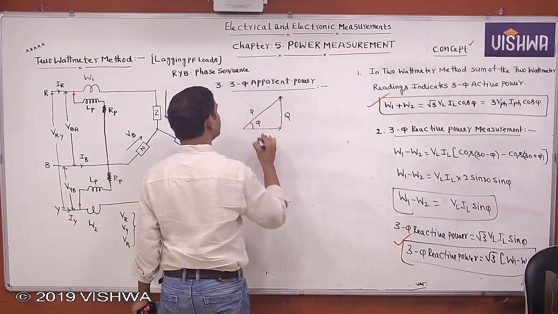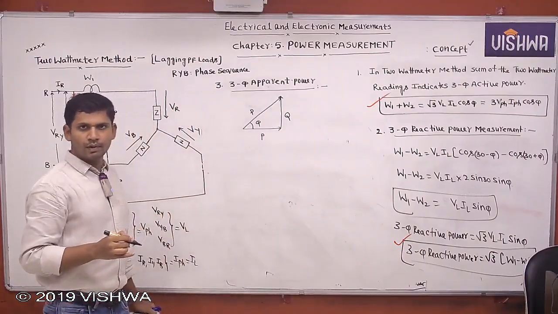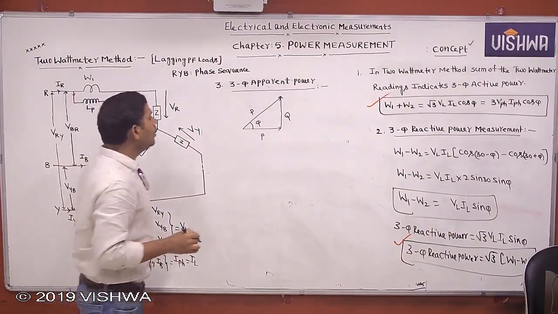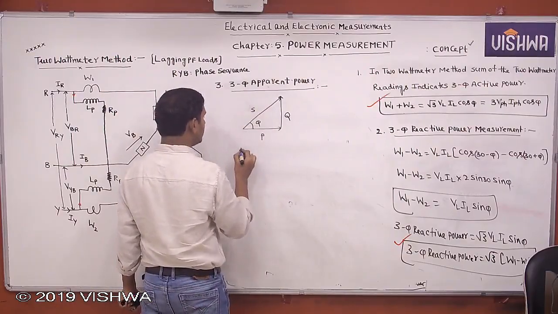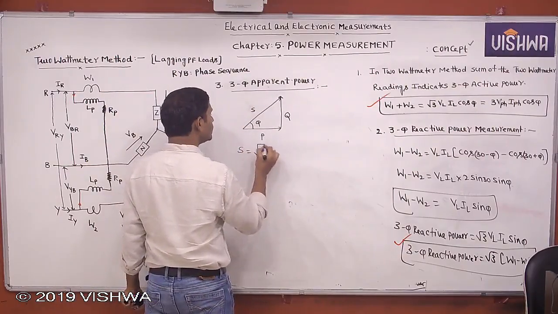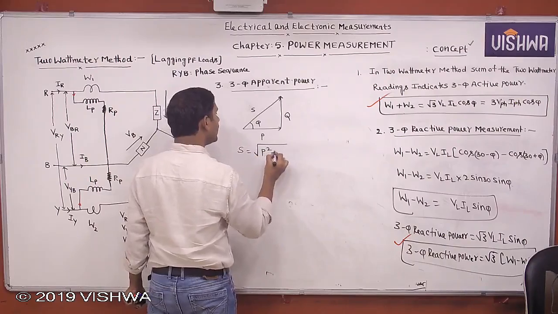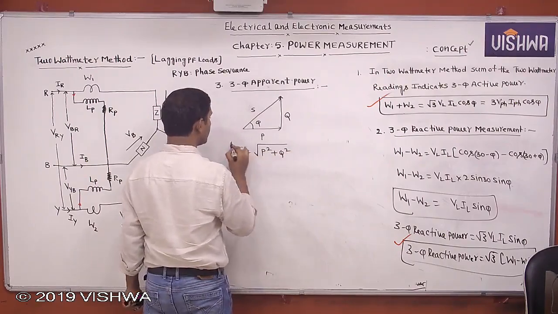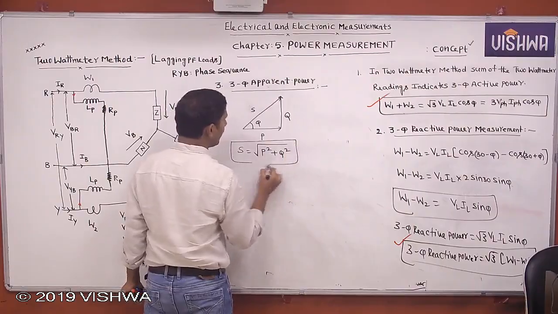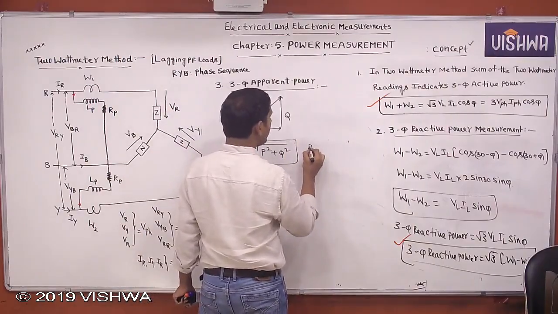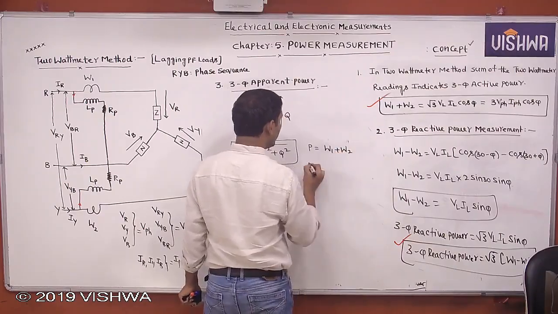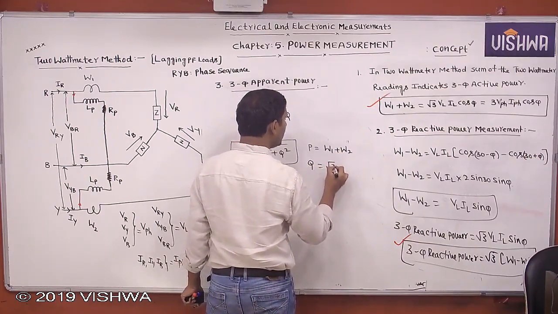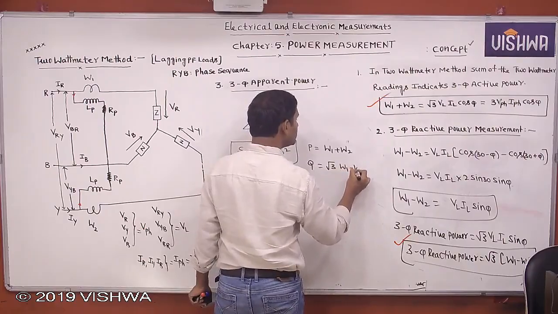Let this angle be phi. Now, how to get the apparent power? Let the apparent power be S. Then what is S equal to? The square root of P square plus Q square. What is P? What is Q? That you know. P equals W1 plus W2. Q equals root 3 into W1 minus W2.